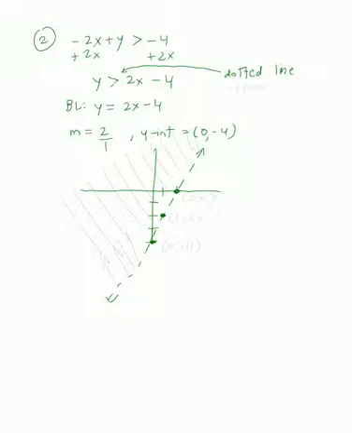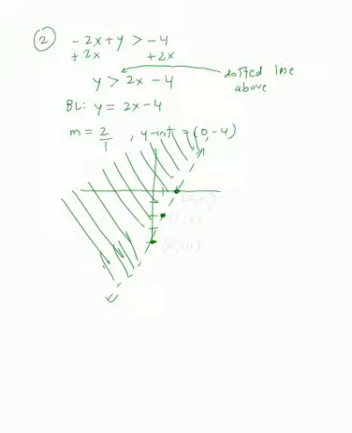Finally, I decide whether to shade above or below. Because this is a greater than, I also shade above. This is 0, negative 4. This is 1, negative 2. This is 2, 0.